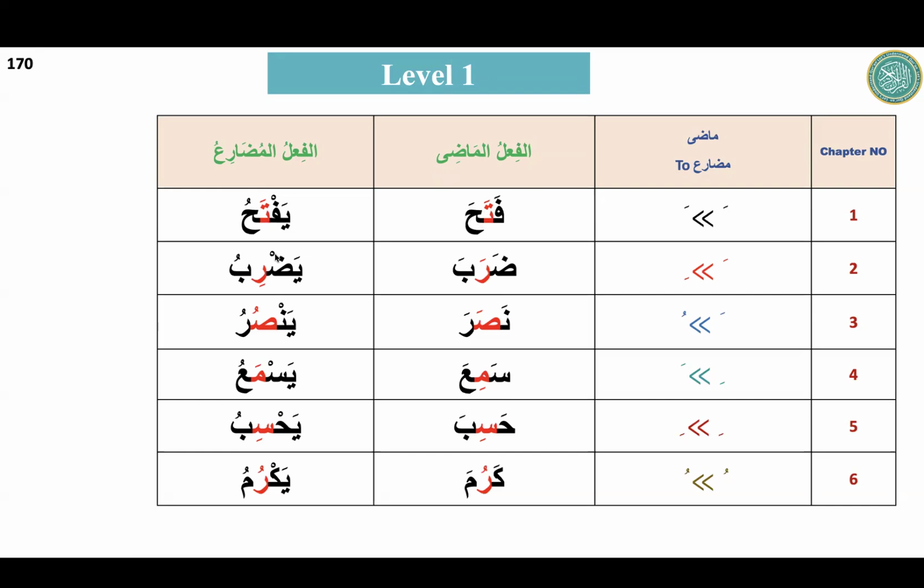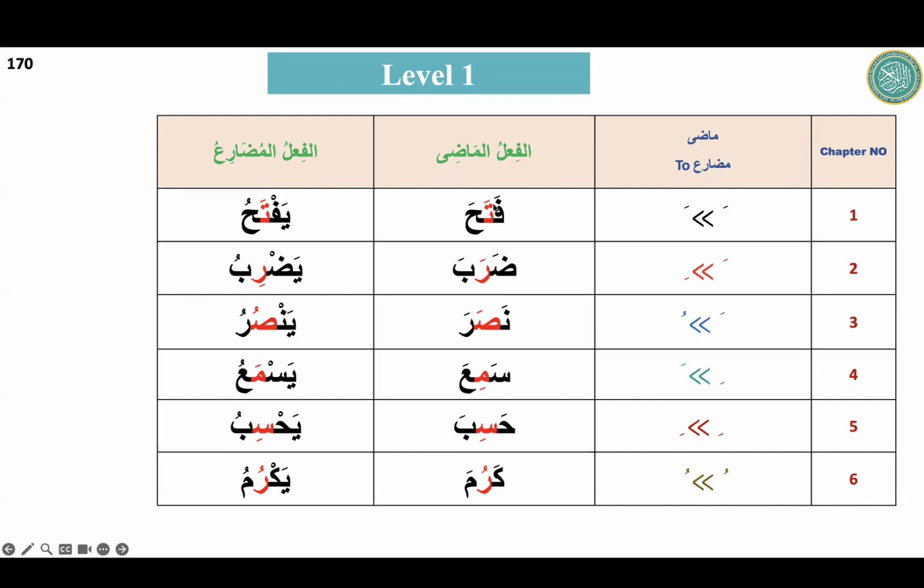Three letters only. So for three-letter verbs, we already know how to make madi and mudare, but there is one thing: we did not study the pattern. Normally in level zero, we just use one pattern. But the only difference is the pattern. How will you recognize this difference of pattern?